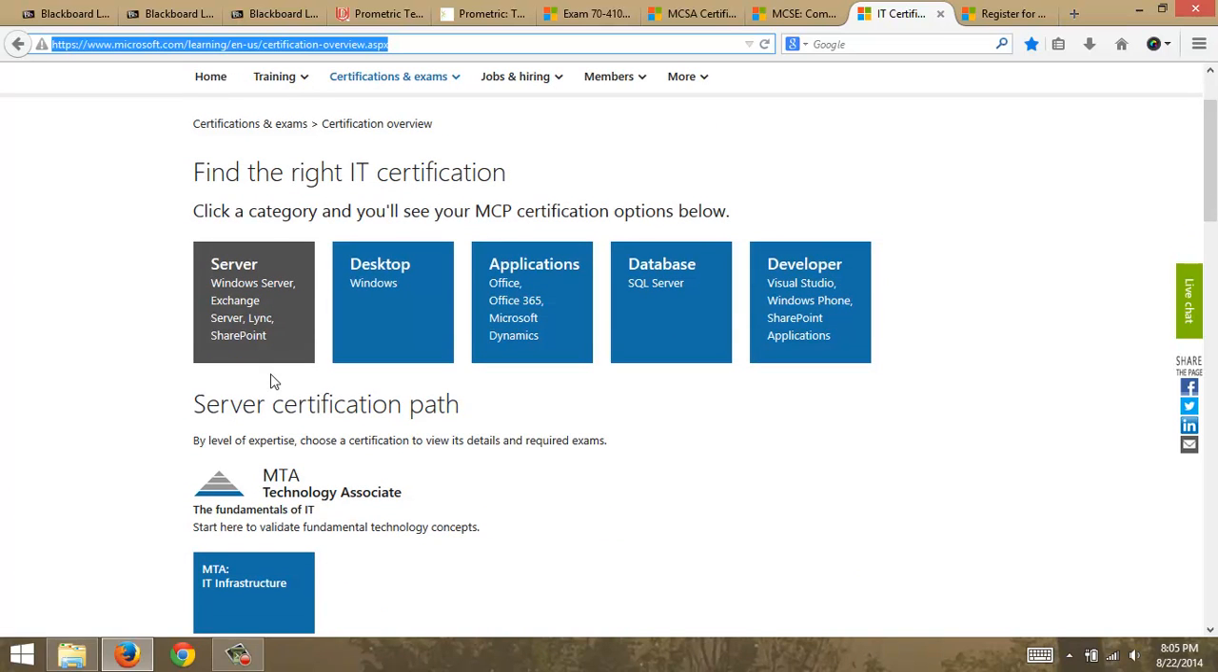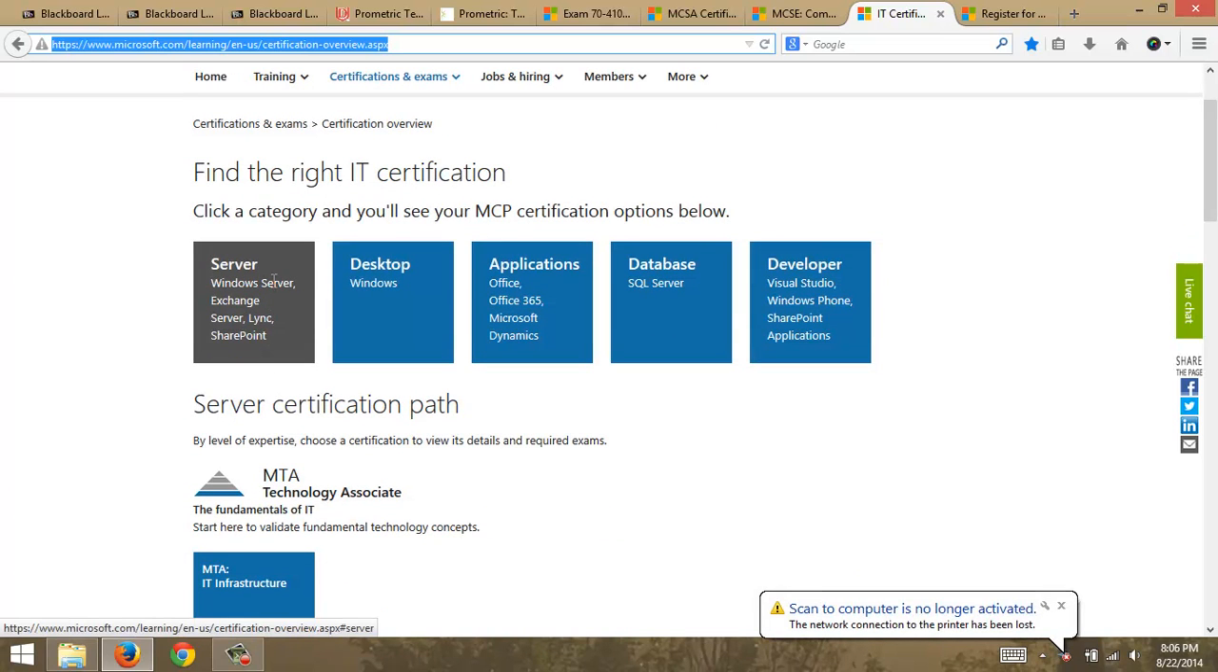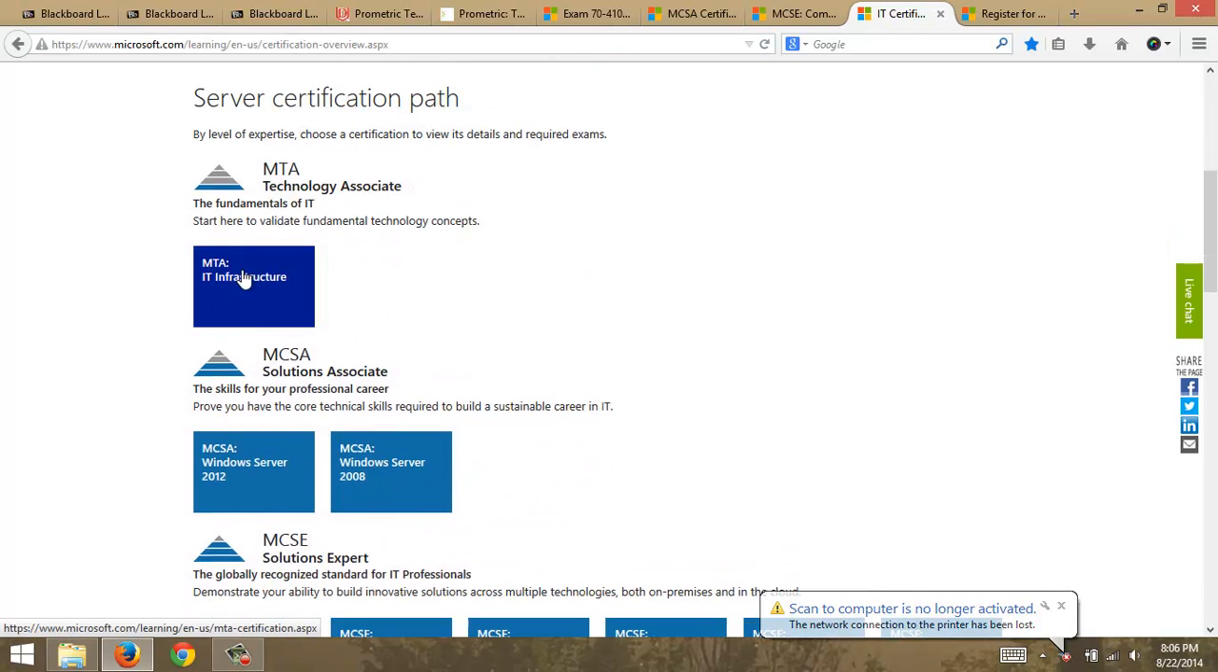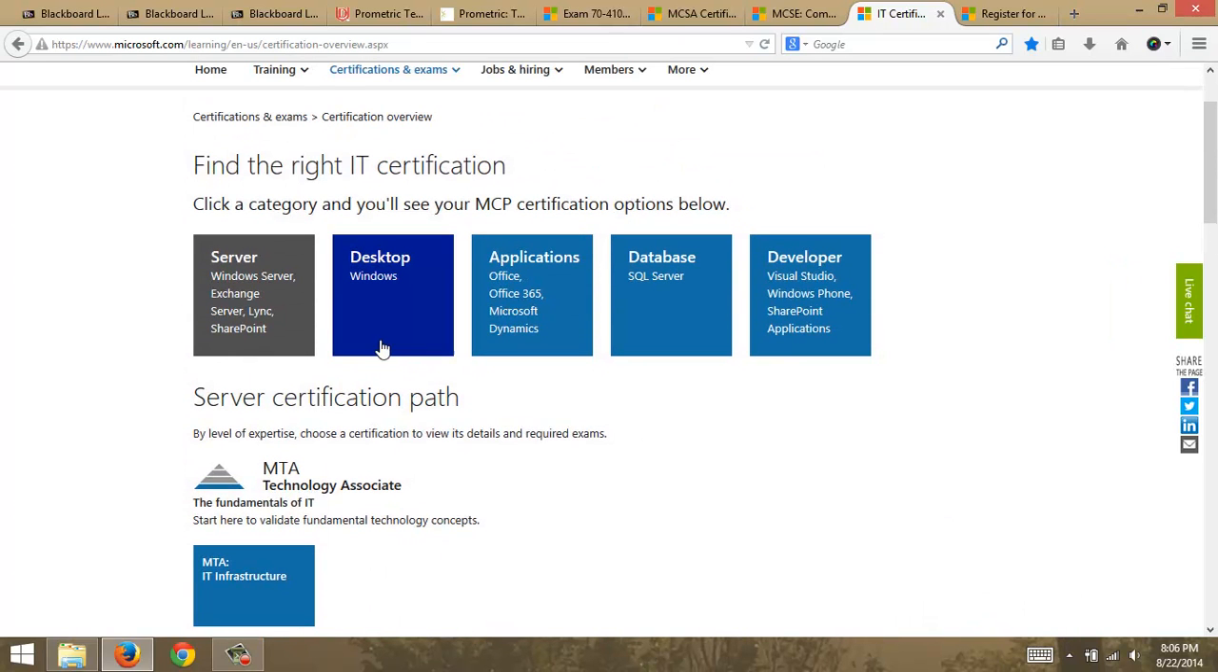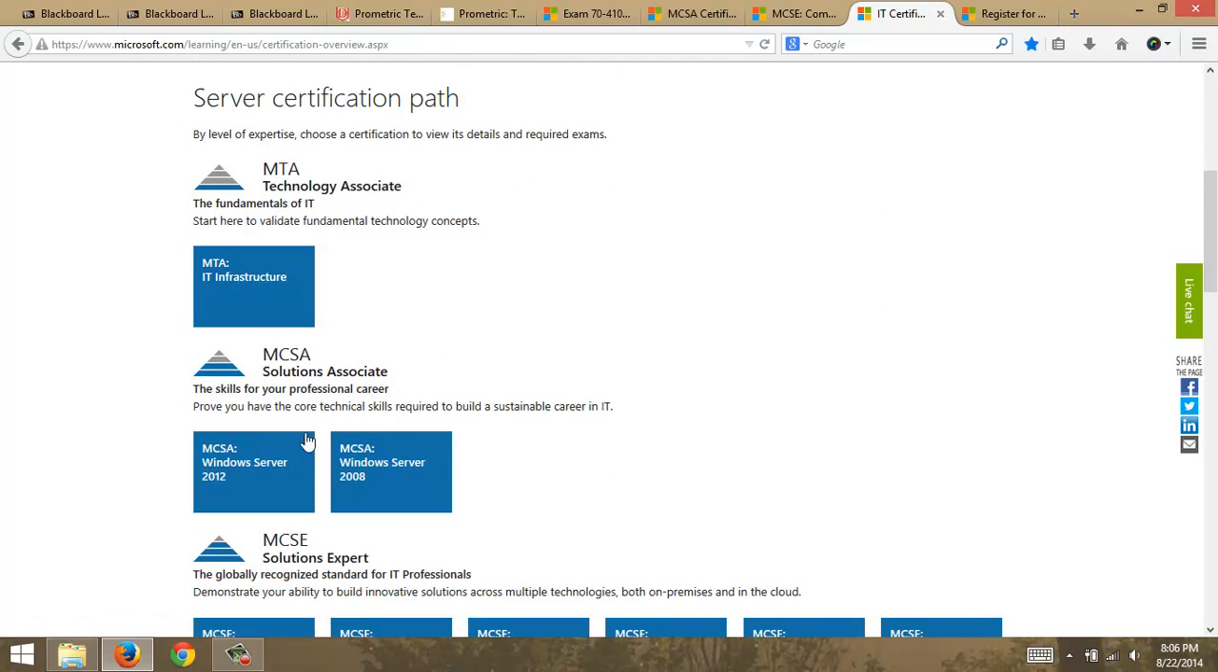Microsoft, as you know, does many different things. So what we're going to focus on is server path, a server certification path, and then we have different options from there. So if you want to deal with database, you could follow the SQL server path, or if you wanted to be more of a Office solution expert, you could follow these paths. But we're in Windows Server course, so we're going to follow one of these paths.